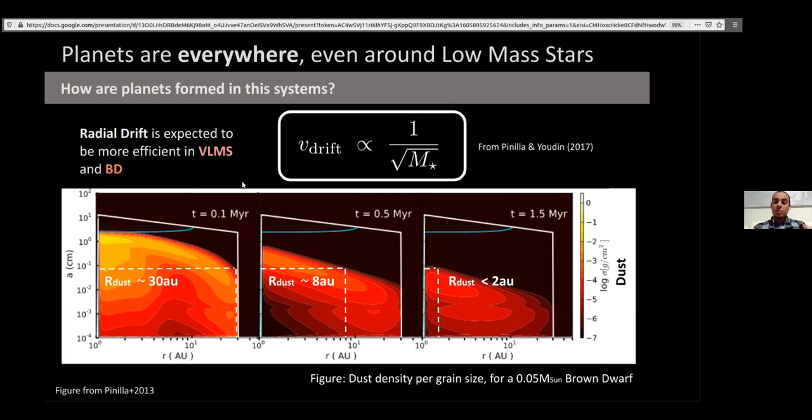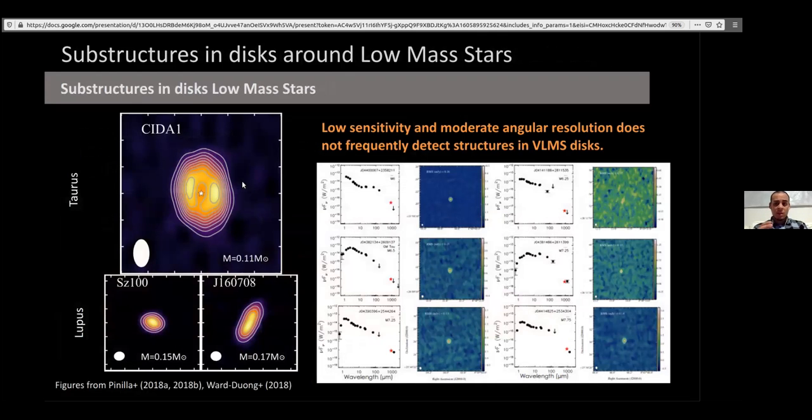So if we wanted to maintain the dust at longer distances from the star for longer timescales, we need some dust traps to keep the dust in there. And these dust traps would then also generate substructures in the dust continuum emission. We have detected some substructures in dust continuum emission. We have some cavities in SIDA1. We also have cavities in 2 disks from Lupus.